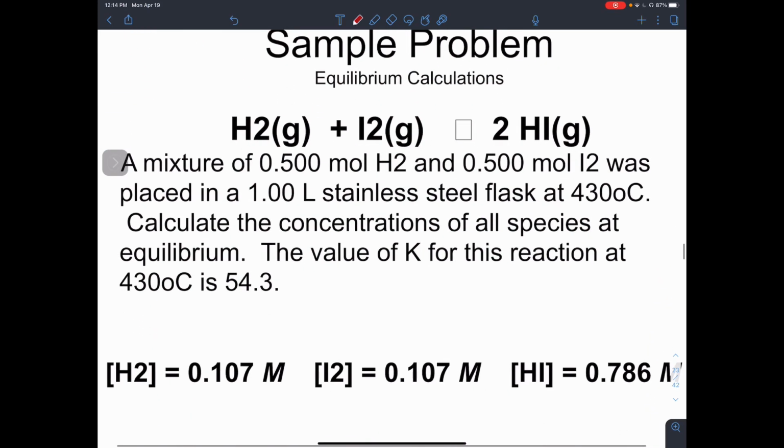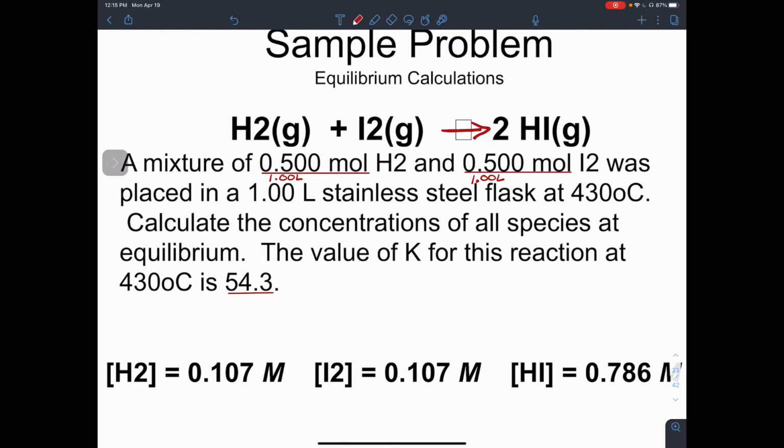Here's another one. Let's draw in our arrow. A mixture of 0.5 moles of hydrogen and 0.5 moles of iodine was placed into a 1-liter stainless steel flask, so I can assume that flask was empty. Calculate the concentrations of all species at equilibrium. The value of K is given. So I'm going to again make an ice table.